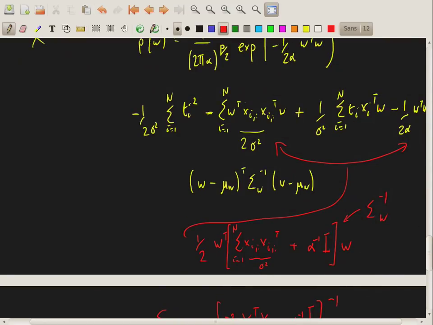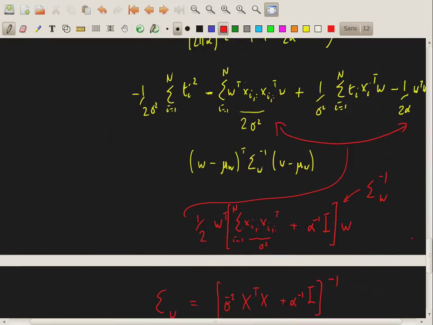What do we look for for mu? Well, let's have a little look-see in this guy. If we multiply out to find the linear term, the linear term is going to be of the form 2 times W transpose sigma W inverse mu W. Why do I write 2?